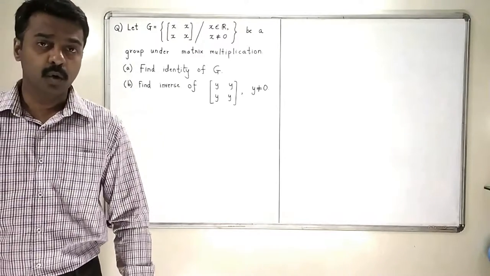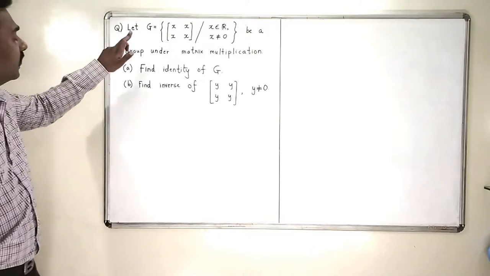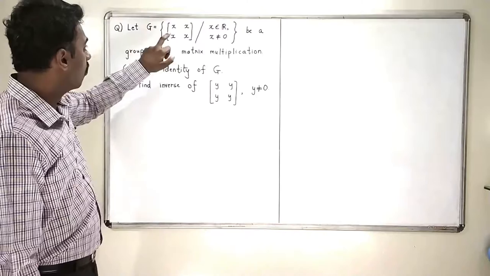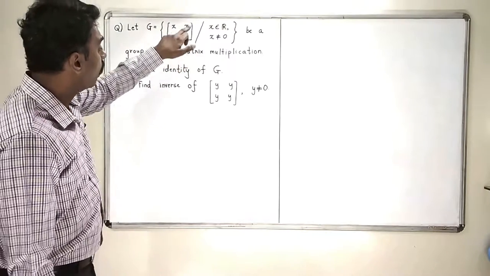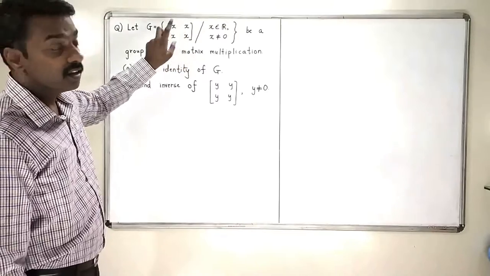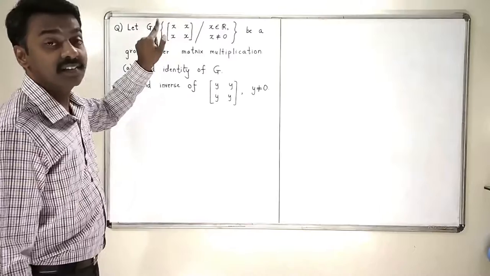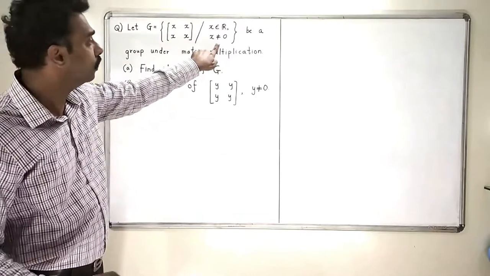Okay, so let us go to the next problem of this section now. Here, G is a set of all matrices which are of the form X, X, X, X. Means G contains all those 2 by 2 matrices where all the 4 entries are the same. And that X should not be equal to 0.